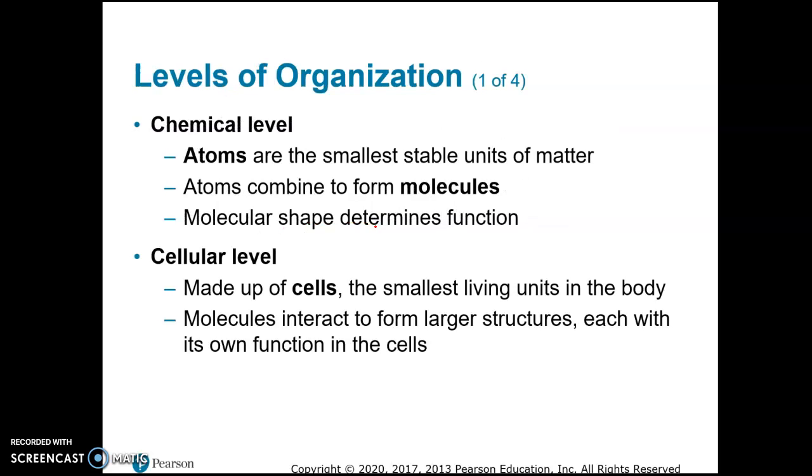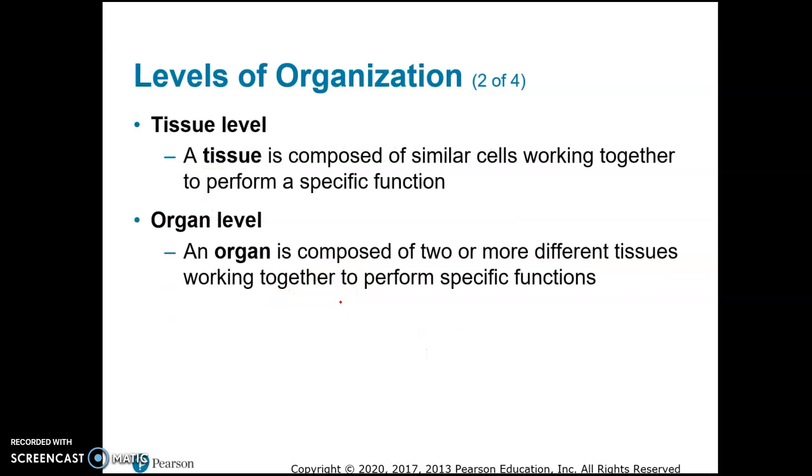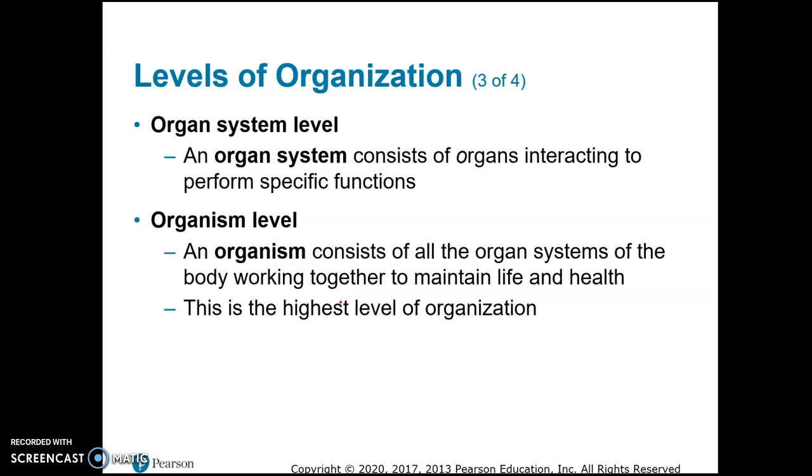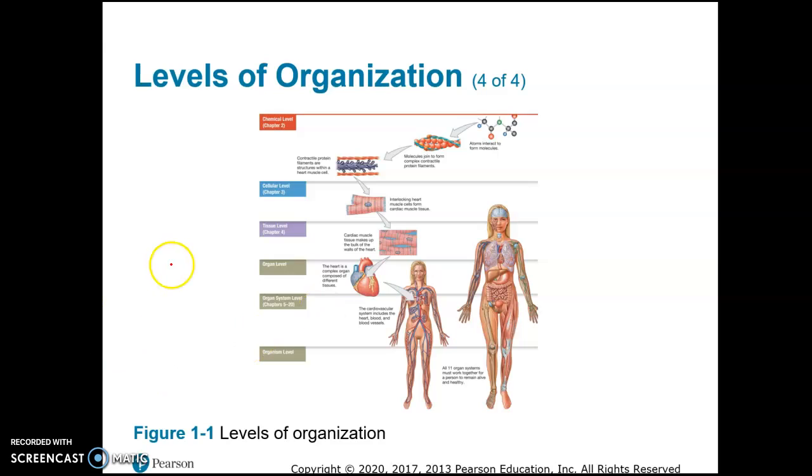All right, levels of organization, we would start with atoms. Atoms are the smallest units of matter. Atoms combine to form molecules. Molecules combine to form cells. And then cells form tissues, tissues form organs, organs form organ systems, and then all the organ systems together form the entire organism. And here is the levels of organization shown for you, from atom all the way to the organism.